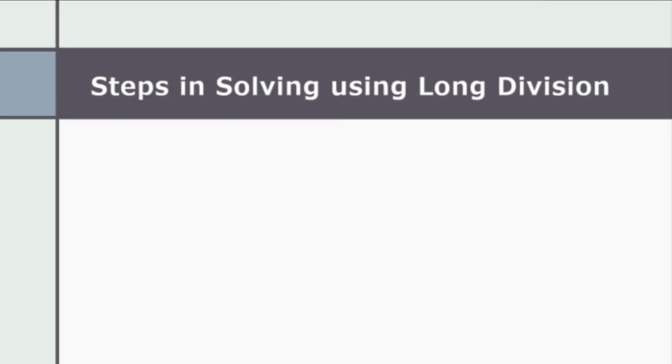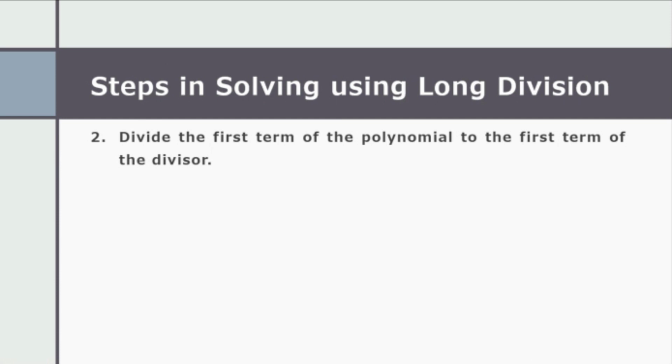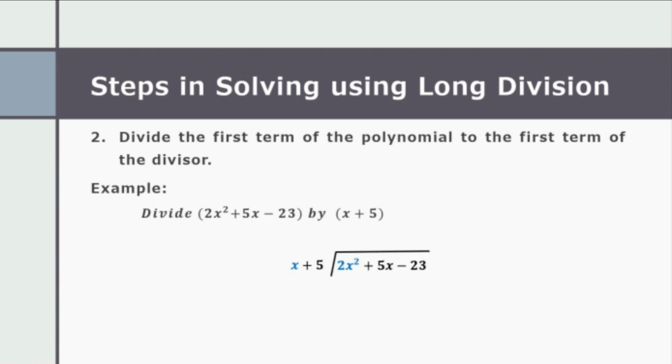The second step is divide the first term of the polynomial by the first term of the divisor. So the first term of the polynomial is 2x squared, while the first term of the divisor is x. Dividing them, we have 2x squared divided by x. The answer would be 2x.